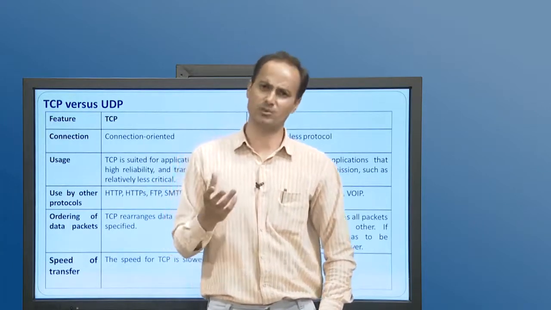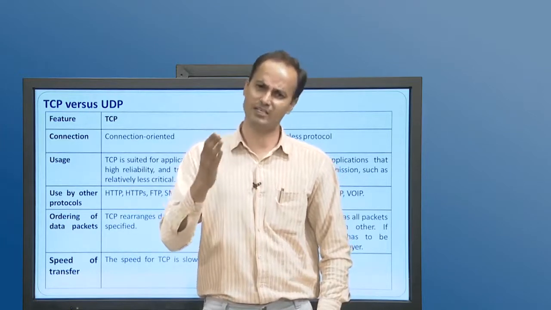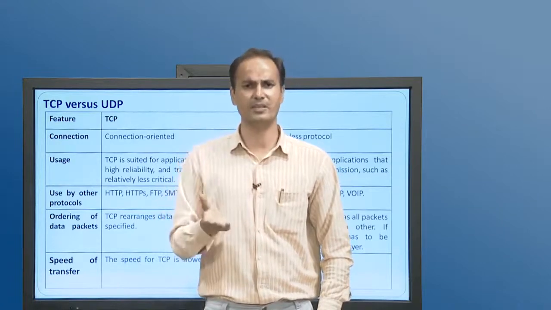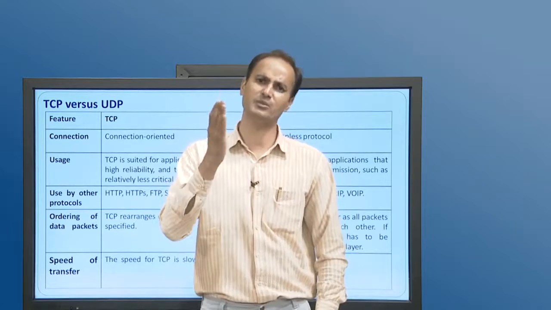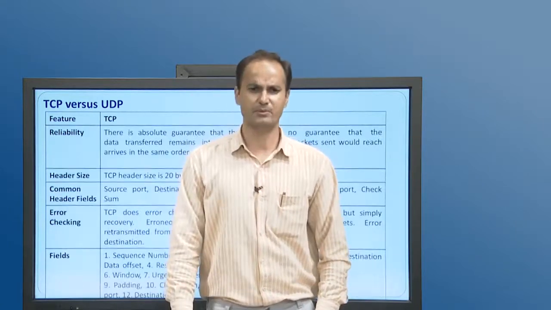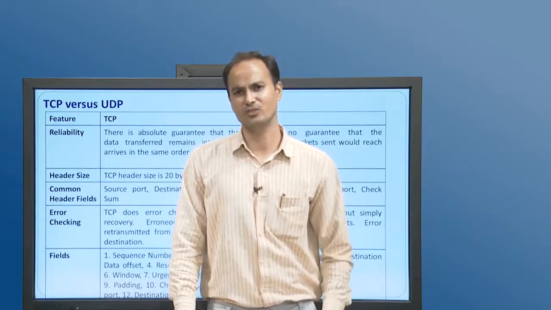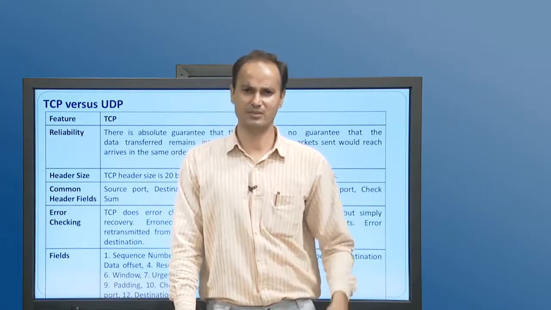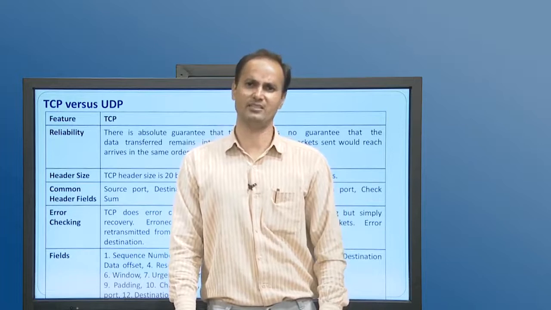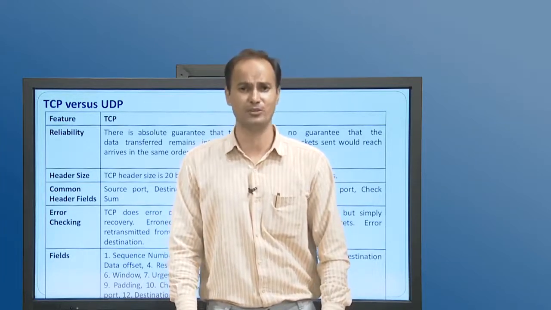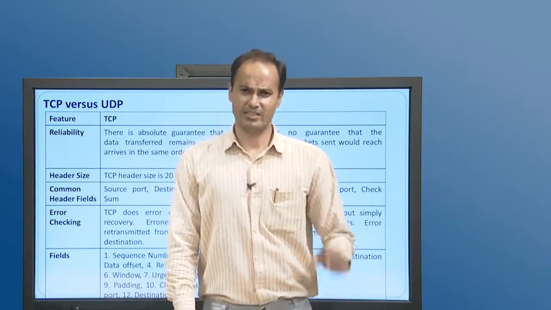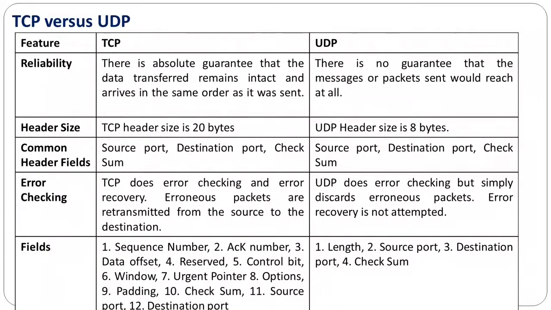Then speed of transfer. TCP is slower compared to UDP, as TCP has a retransmission facility and an acknowledgement facility for whether the data has been received or not. Then reliability: TCP is more reliable compared to UDP, as it has retransmission and acknowledgement, as we discussed. Header size: TCP has a 20 byte header, while UDP has an 8 byte header. Then the common header fields are the checksum, destination port, and source port.